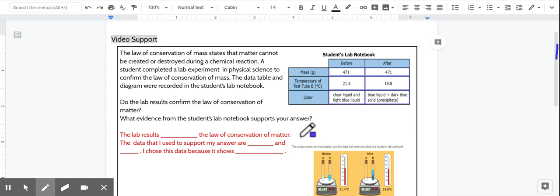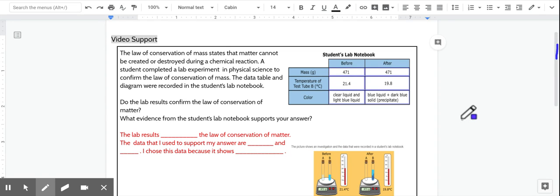Here's the sentence frames. Let's start with the lab results of, and that's where you pick what you're going to choose to give the example. Does it support the law of conservation of matter, or does it not support it? The data I use to support my answer are blank and blank. And it says, I choose this data because it shows.